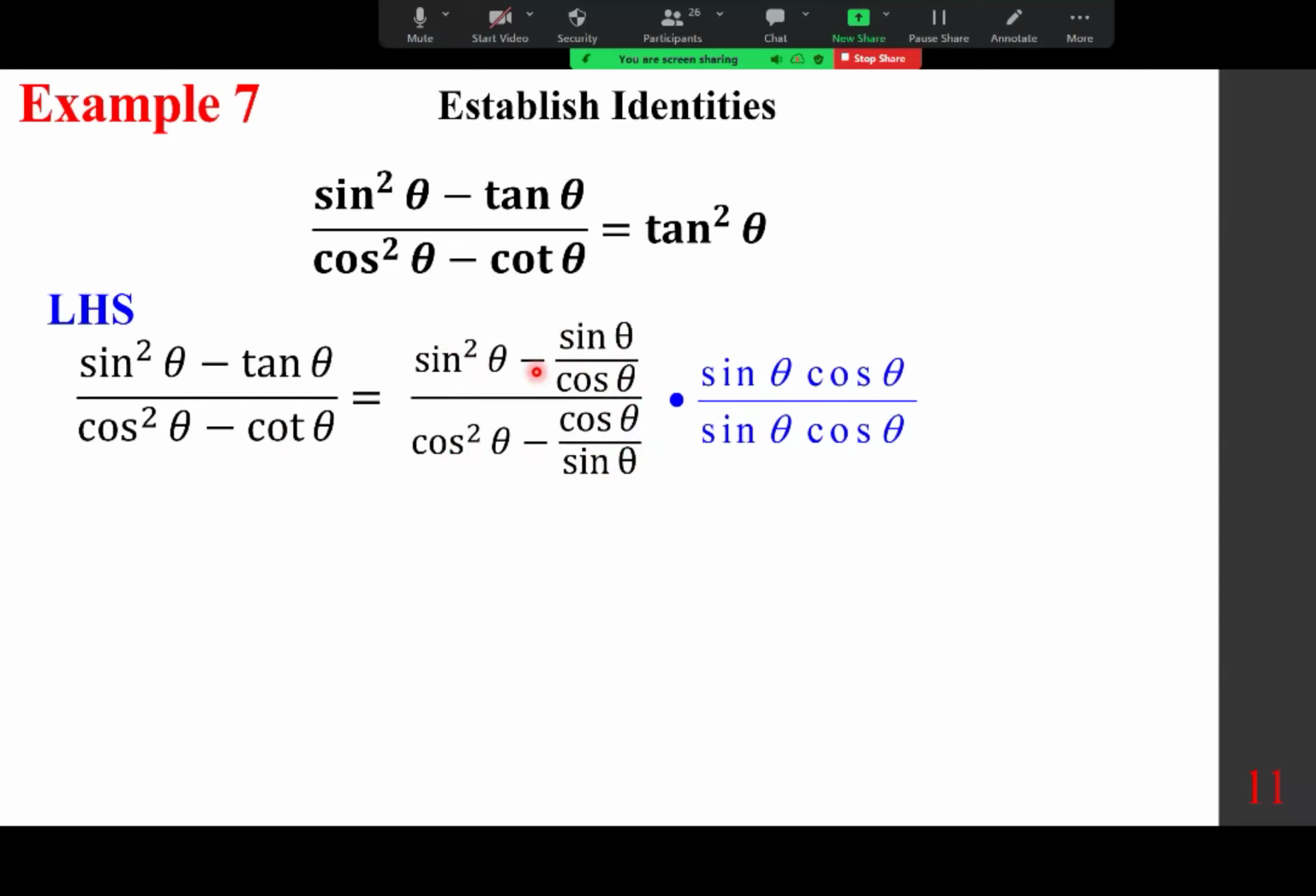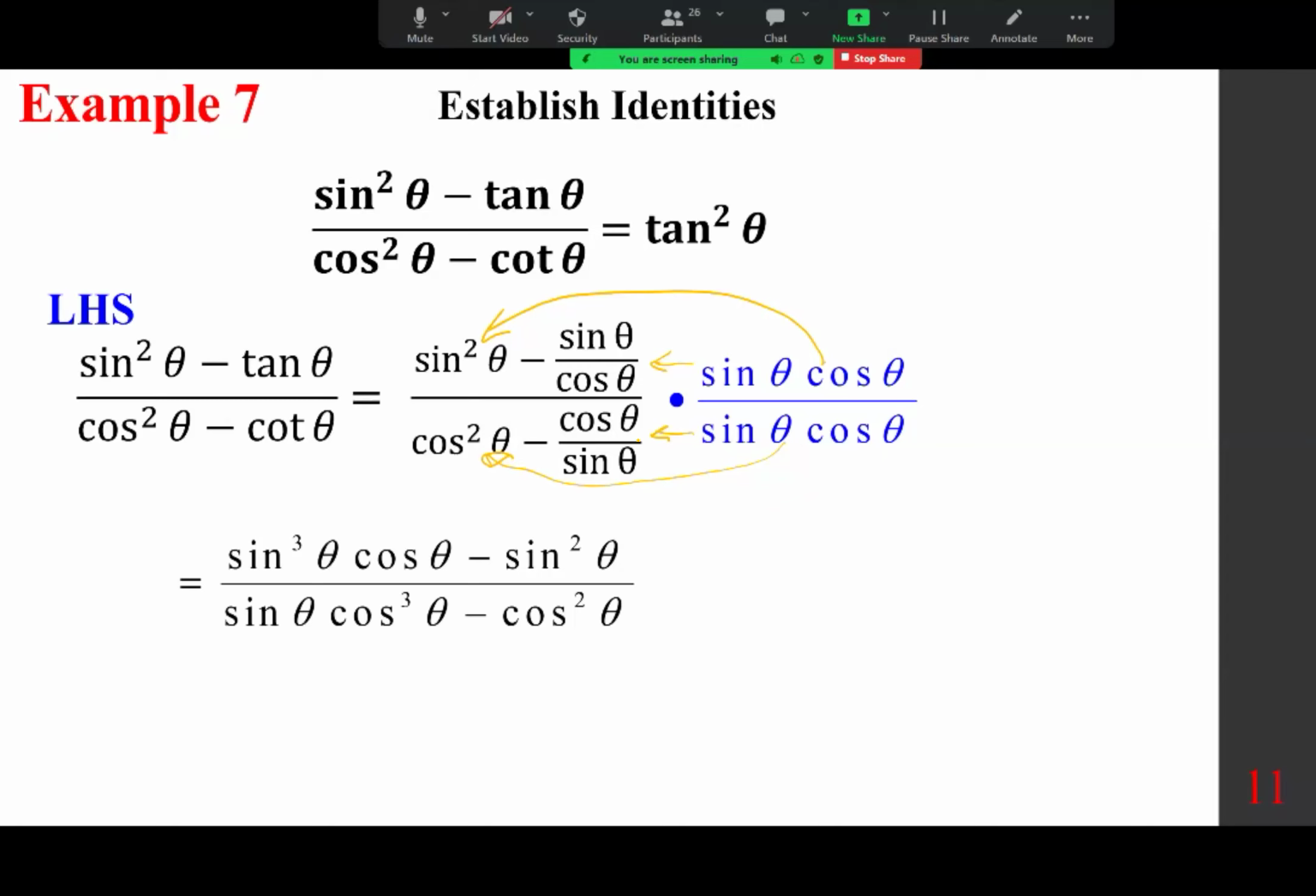So look at this. Sine theta cosine theta over sine theta cosine theta is equal to 1. So you're going to multiply this by every term. If you multiply this by the sine squared, you get sine cubed with the cosine theta. If you multiply these two, cosine theta goes away, you get minus sine squared. If you multiply these two, you get sine theta cosine cubed. If you multiply these two, sine theta goes away, minus cosine squared.